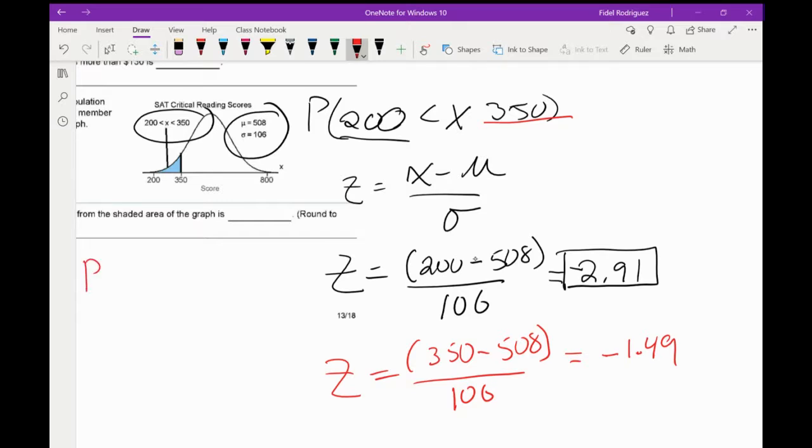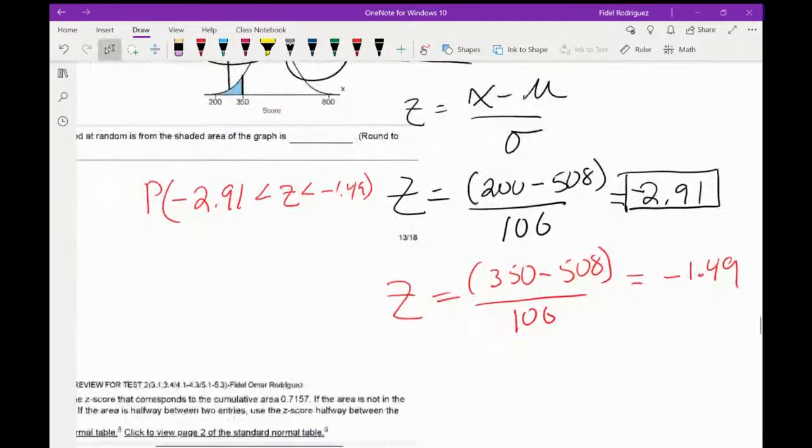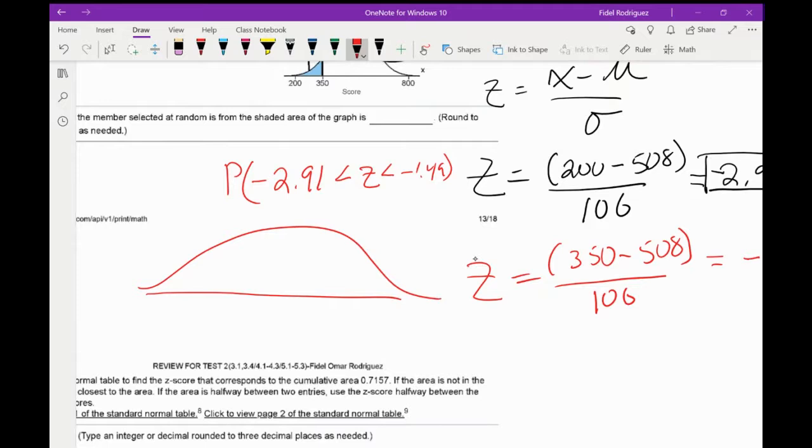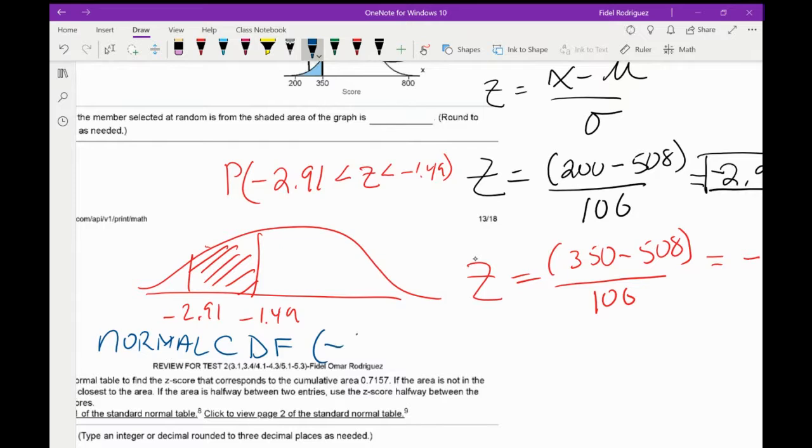So now look what we're going to do. We're going to say, okay, what's the probability that our z value is between negative 2.91 and negative 1.49? Here's my picture, and here's my negative 2.91, and here's our negative 1.49. Wouldn't we just go normal CDF, negative 2.91 and negative 1.49? And like Johnny Canales says, take it away, and you're ready to go. 0.0663. Okay, perfect. Excellent. So you came up with 0.0663, right? You all said? There you go.